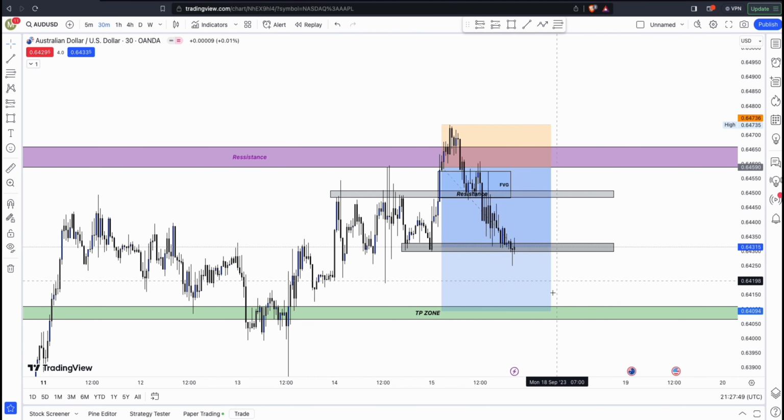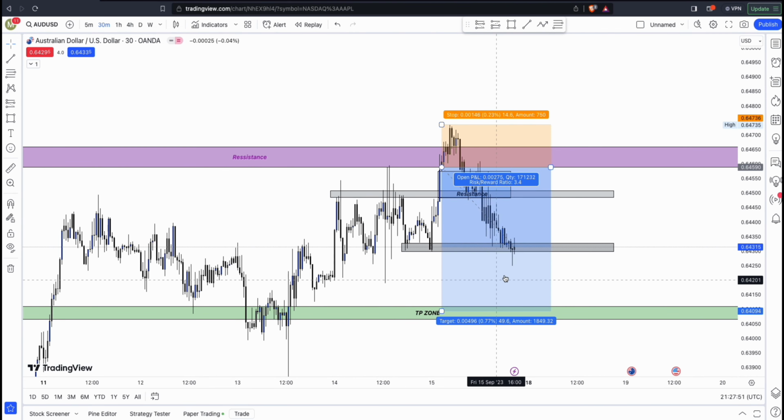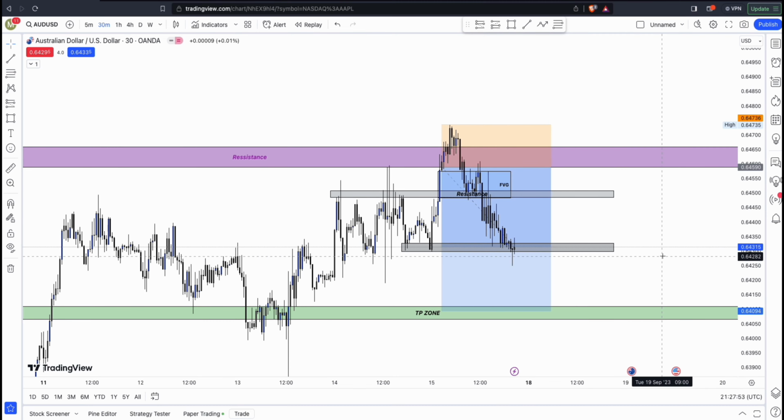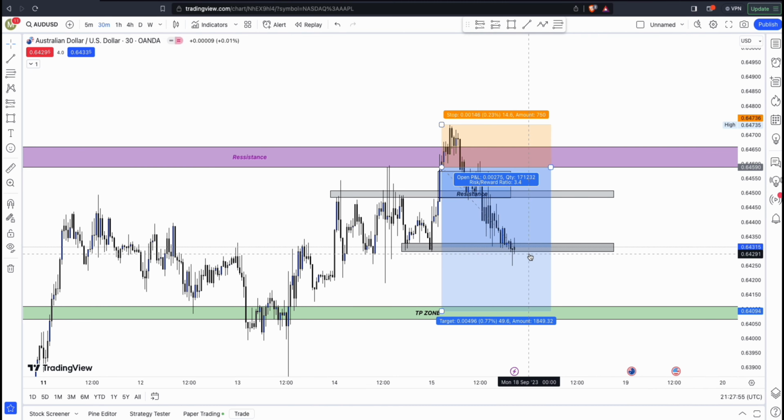So yeah, guys, this is basically it, and this is a support zone right now. So I think price is gonna head down. I will be posting this trade once I exit, probably on Monday. Once I exit the trade, after seeing how it's performing, I will post this on my Telegram.